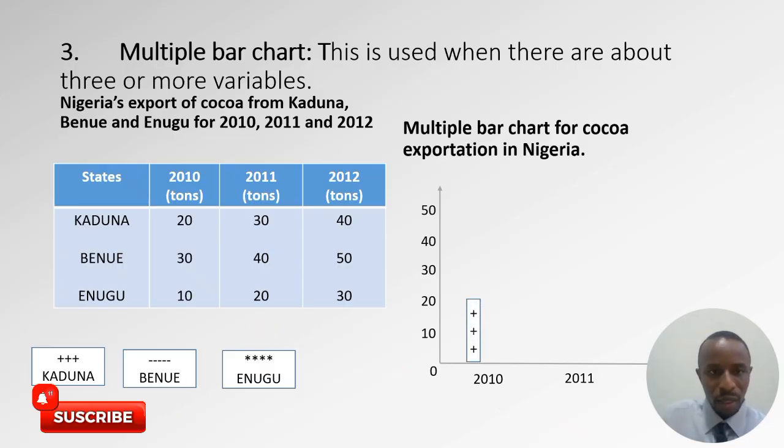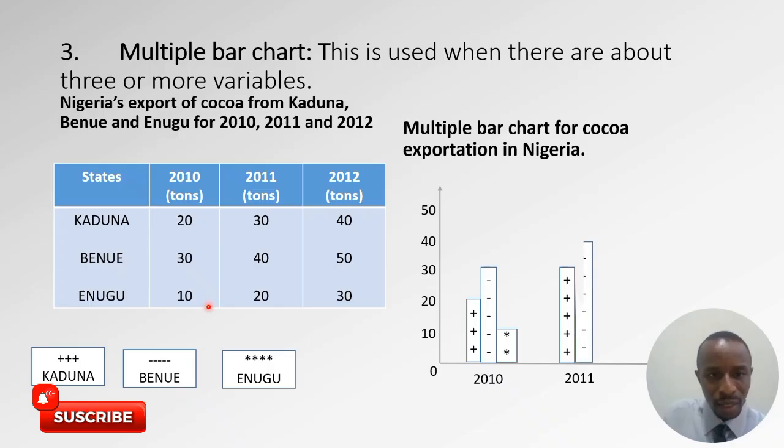Now in the year 2010, Kaduna State has 20 tons. You can see it here. The same 2010, Benue State has 30. But Enugu State has 10. So the 3 bars are together because they all represent year 2010. I will leave space and move to 2011.